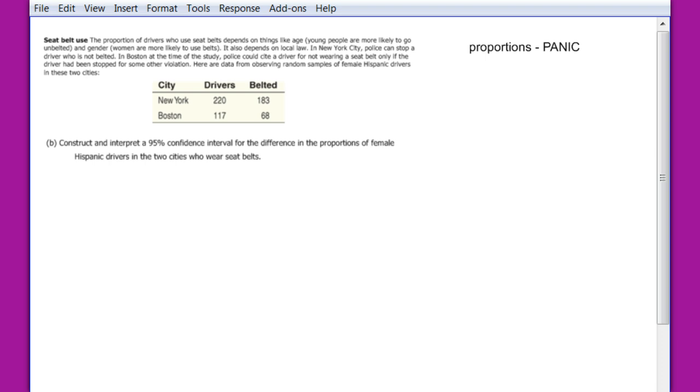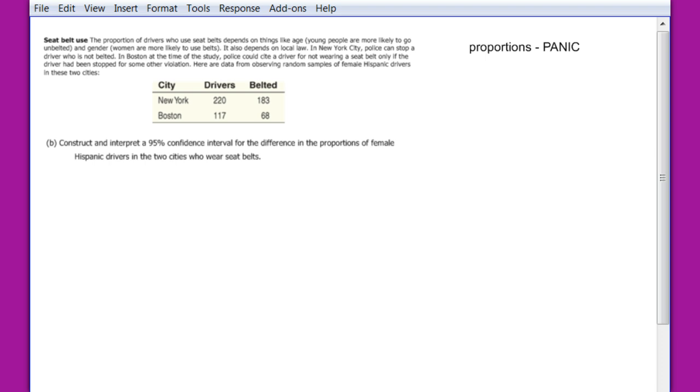Gender matters too: women are more likely to use seatbelts, but it also depends on the local law. In New York City, police can stop a driver just for not being belted. In Boston, when this study was conducted, police could cite a driver for not wearing a seatbelt only if the driver had been stopped for some other violation. So they give you some data from random samples of female Hispanic drivers in both of those cities.